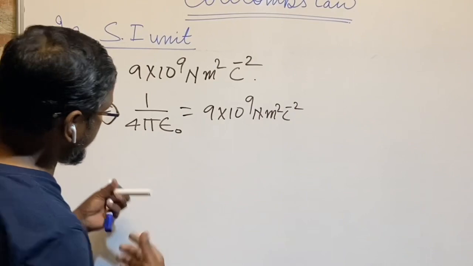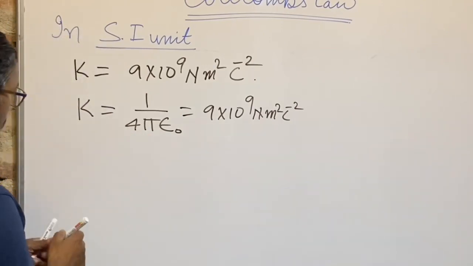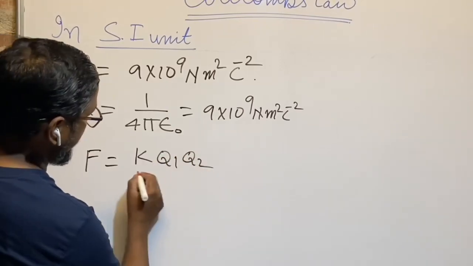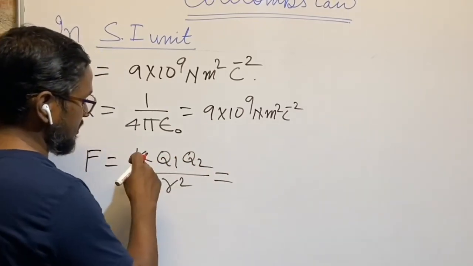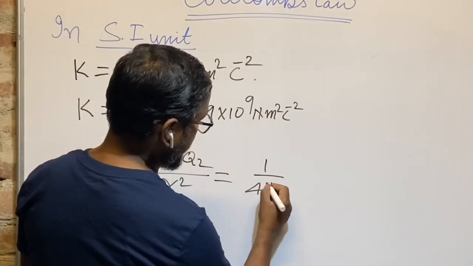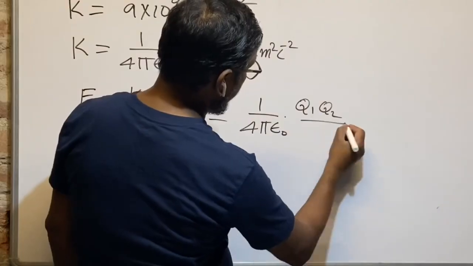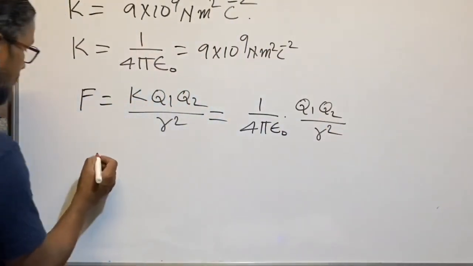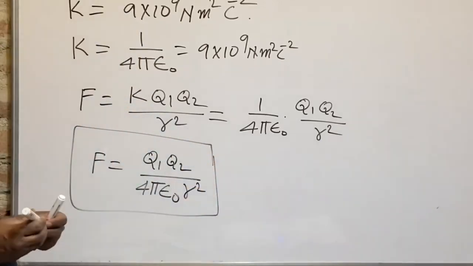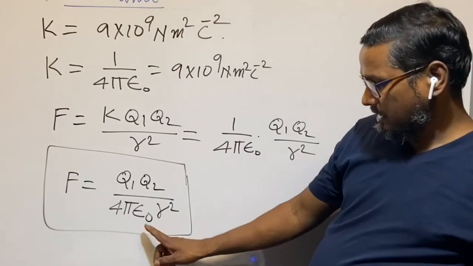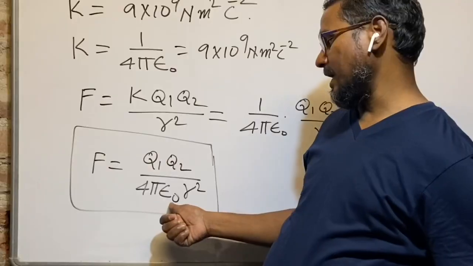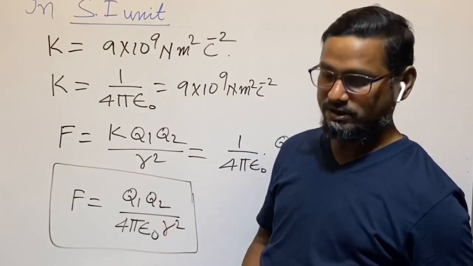From there we can find the value of epsilon also. So now our formula becomes F is equal to K Q1 Q2 by R square, and instead of K we can write 1 by 4 pi epsilon naught, so F is equal to Q1 Q2 by 4 pi epsilon naught R square. This is the formula we use in SI unit. From there we can find the unit and value of epsilon. Let's find the value of epsilon, that is the permittivity of free space.